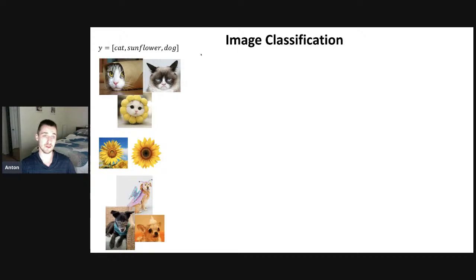But let's set up a new problem. Before, we were working with feature vectors where we had axes everywhere. But how about doing classification on pictures? Here's an example. We want to classify cats, sunflowers, and dogs. We want to train an algorithm, a network, that will be able to distinguish between cats, sunflowers, and dogs.